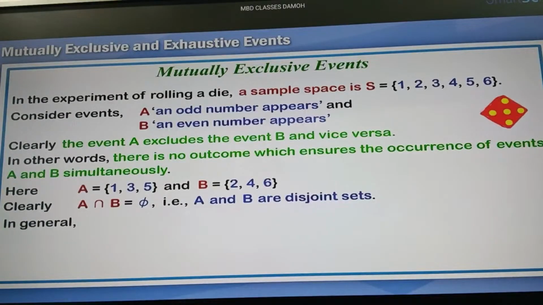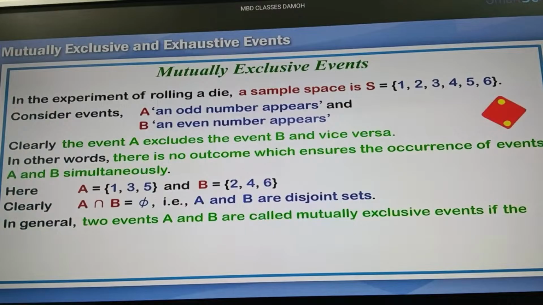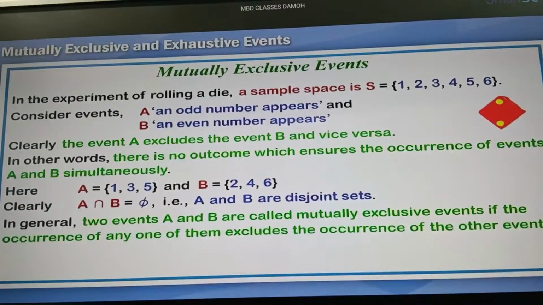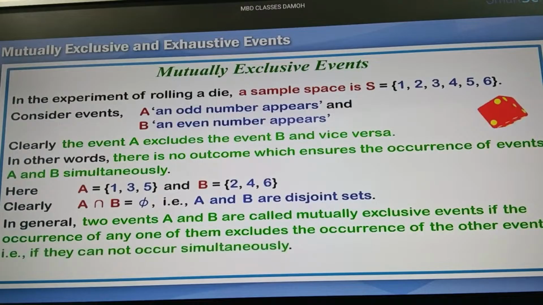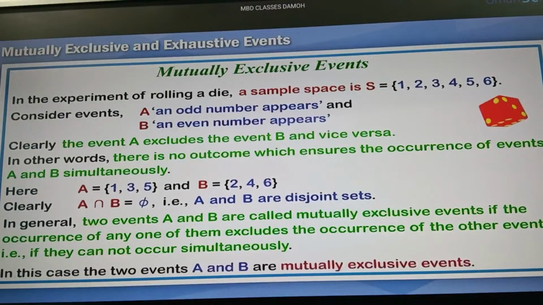In general, two events A and B are called mutually exclusive events if the occurrence of any one of them excludes the occurrence of the other event, that is, if they cannot occur simultaneously. In this case, the two events A and B are mutually exclusive events.